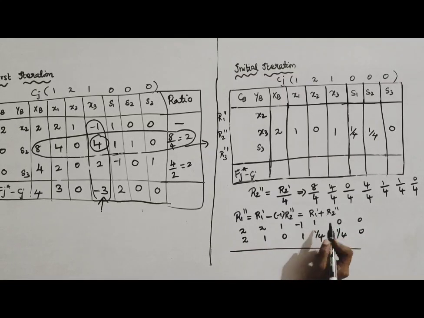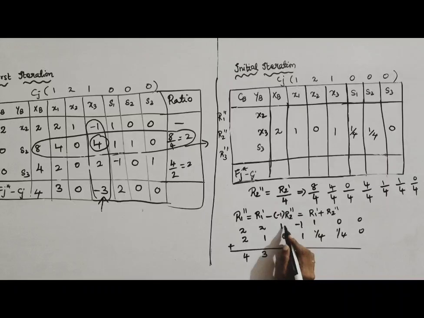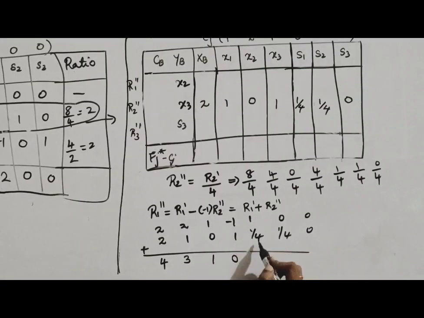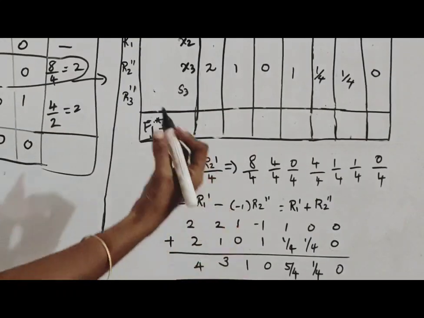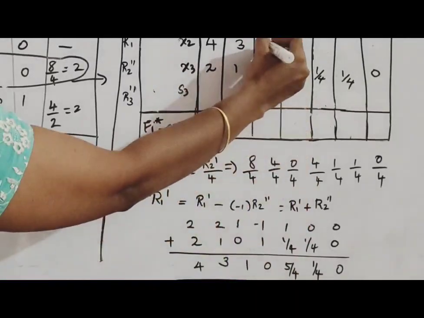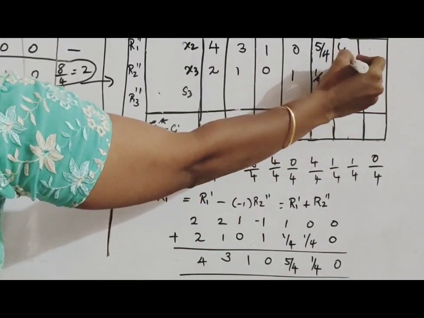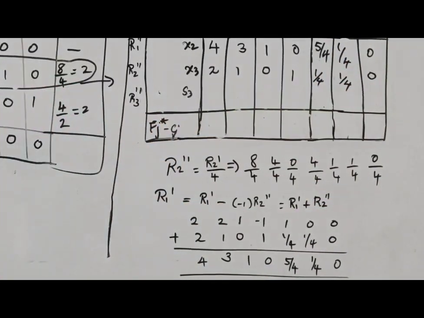Here you have to perform the addition operation. While performing the addition operation, we are getting 2 plus 2 is equal to 4, 2 plus 1 is equal to 3, 1 plus 0 is equal to 1, minus 1 plus 1 is 0, 1 plus 1 by 4 is 5 by 4, 0 plus 1 by 4 is 1 by 4, 0 plus 0 is 0. Therefore, R1 dash can be written as 4, 3, 1, 0, 5 by 4, 1 by 4 and 0.